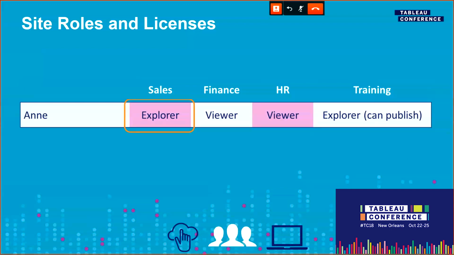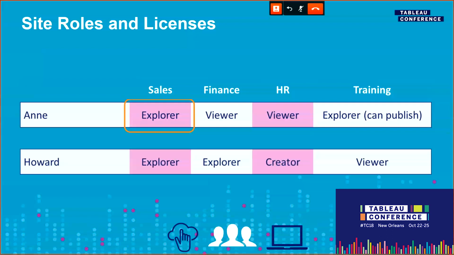Let's take a look at another user. This is Howard. Howard is an explorer on the Sales and Finance sites, a creator on HR, and a viewer on the training site. With these site roles on your server, Howard will use a creator license. It is the highest site license that he has across any site.